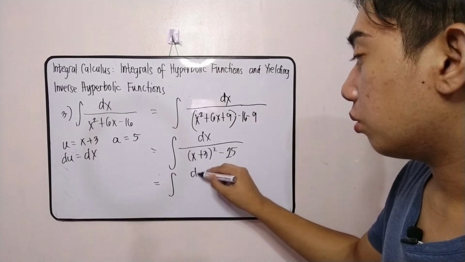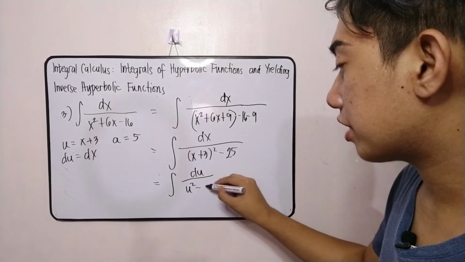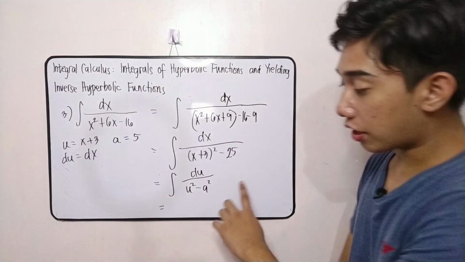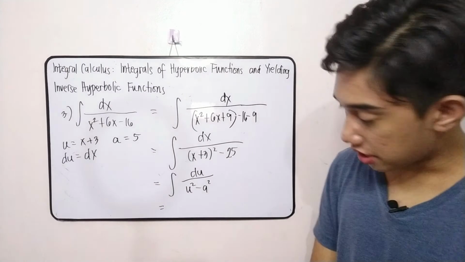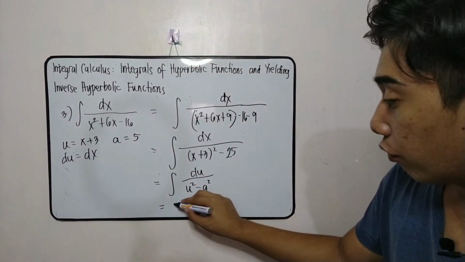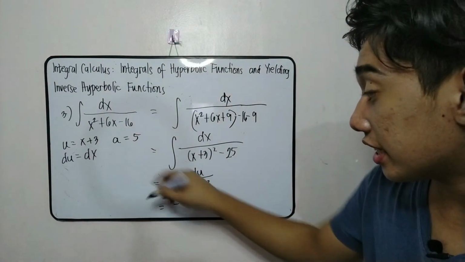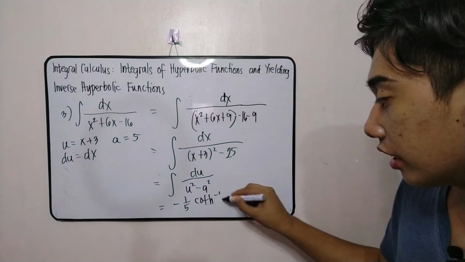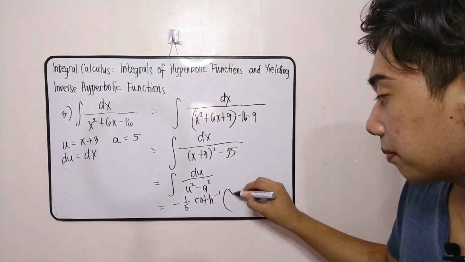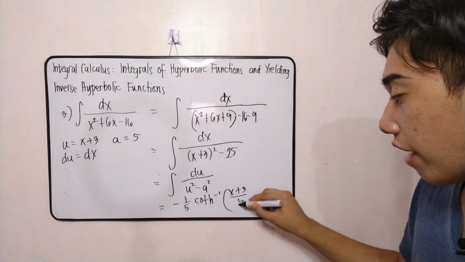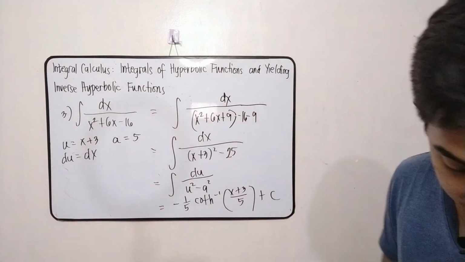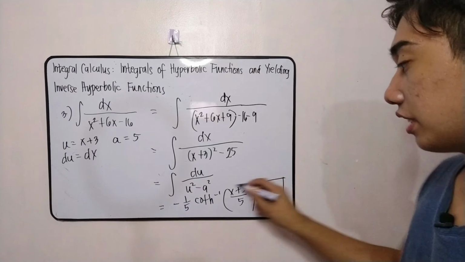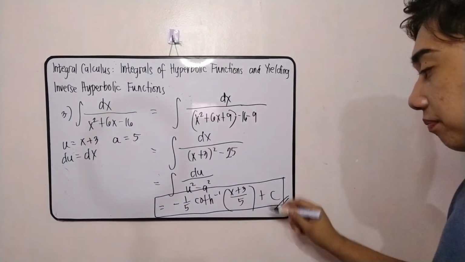So, du all over u squared minus a squared. Then, we have now the rule for this case. So, our final answer is negative 1 over a, which is 1/5 inverse hyperbolic cotangent of x plus 3 over 5 plus c. Okay? So, this is our final answer.